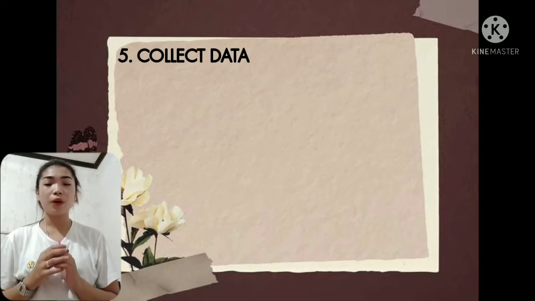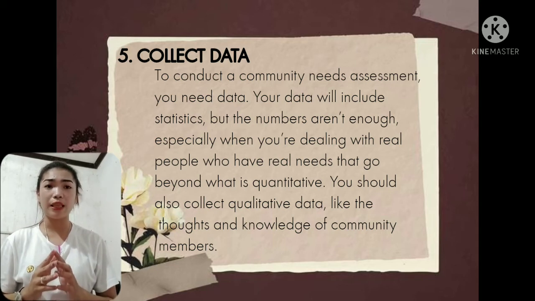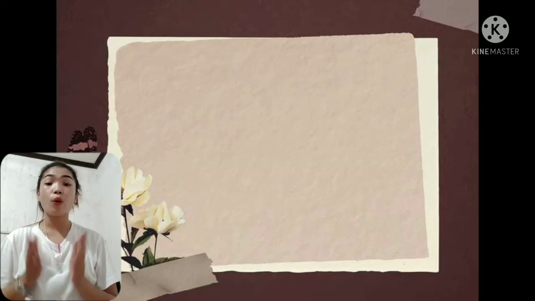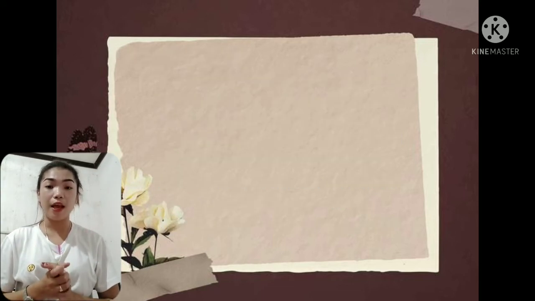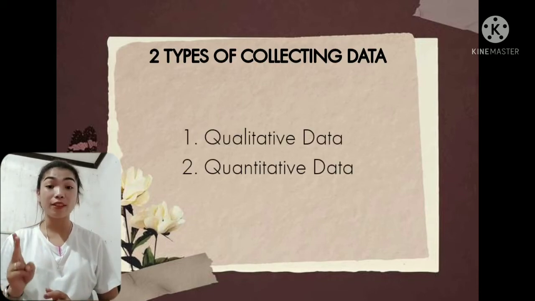Collecting data. To conduct a community needs assessment, you need data. Your data will include statistics, but the numbers aren't enough, especially when you're dealing with real people who have real needs that go beyond what is quantitative. So you should also collect qualitative data, like the thoughts and knowledge of community members. So in collecting data, you need two types: qualitative and quantitative data.